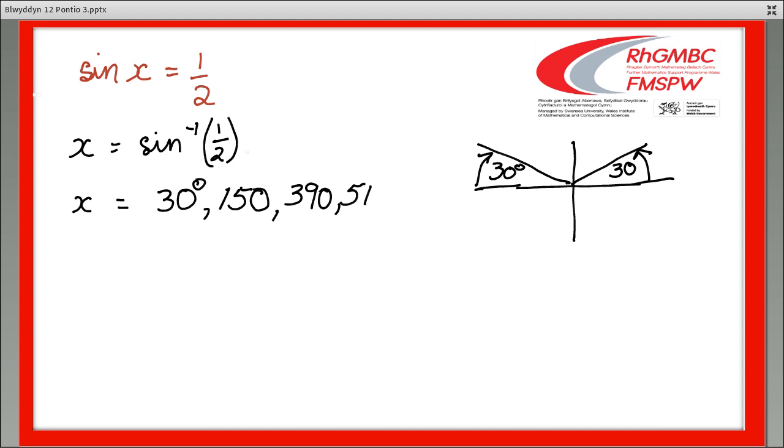They should all be in degrees. Oops. Comma, dot, dot, dot, dot. So dots indicating there are more answers. We've only found those. Now we want the general solution. Now the general solution for sine is as follows.